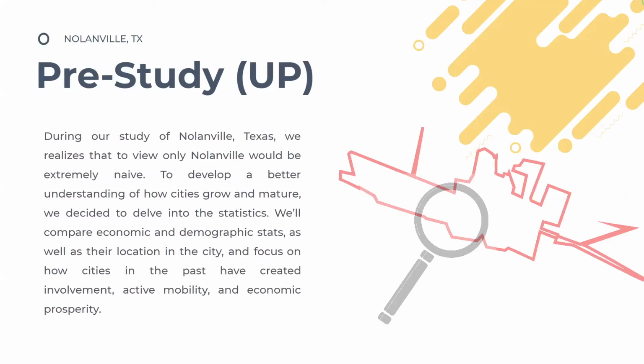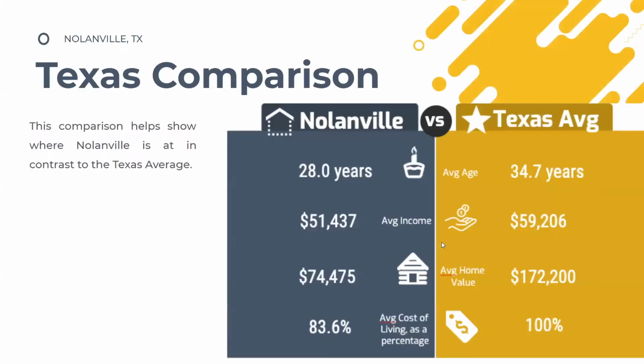So we did a pre-study of Nolanville that involves economic stats, demographic stats, and just all about the city so that we can support the town and come up with the best plan possible. Next slide. This is a Texas comparison. You can pause for the stats. There's just a lot of different things about age, income, home value, and the cost of living as a percentage compared to the rest of Texas.